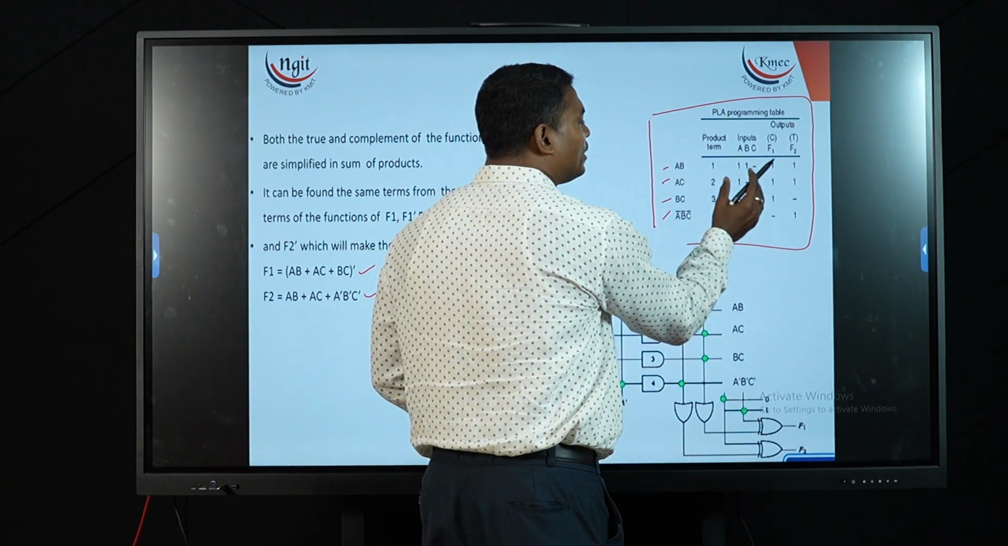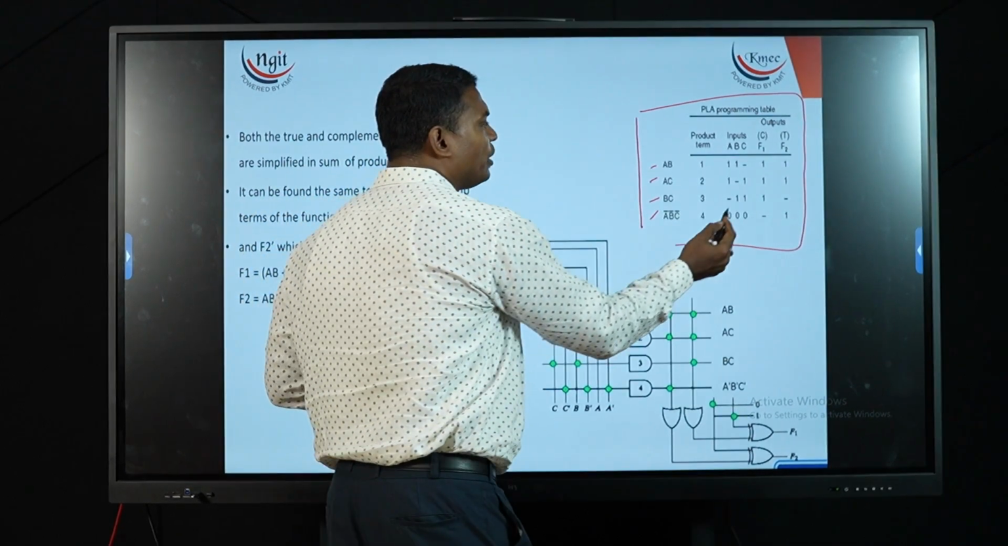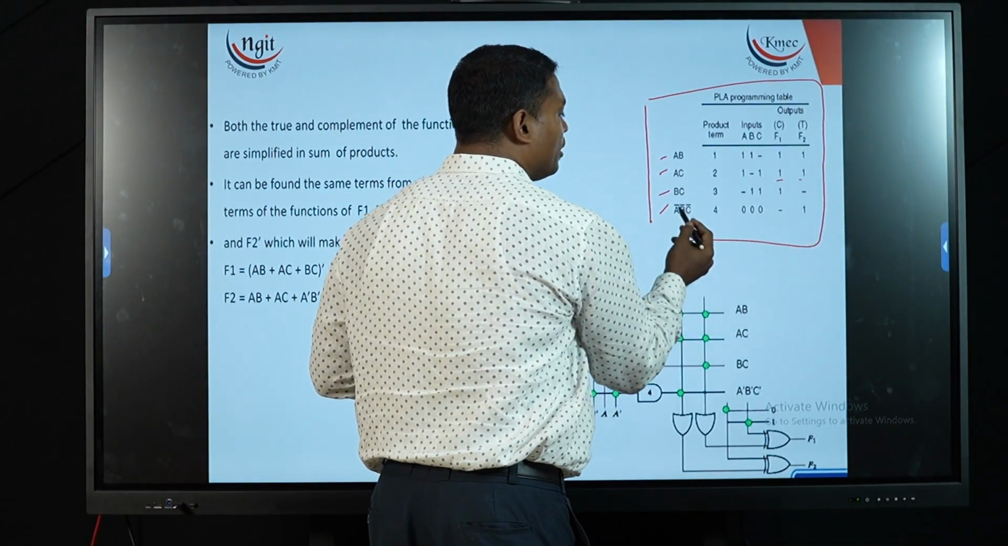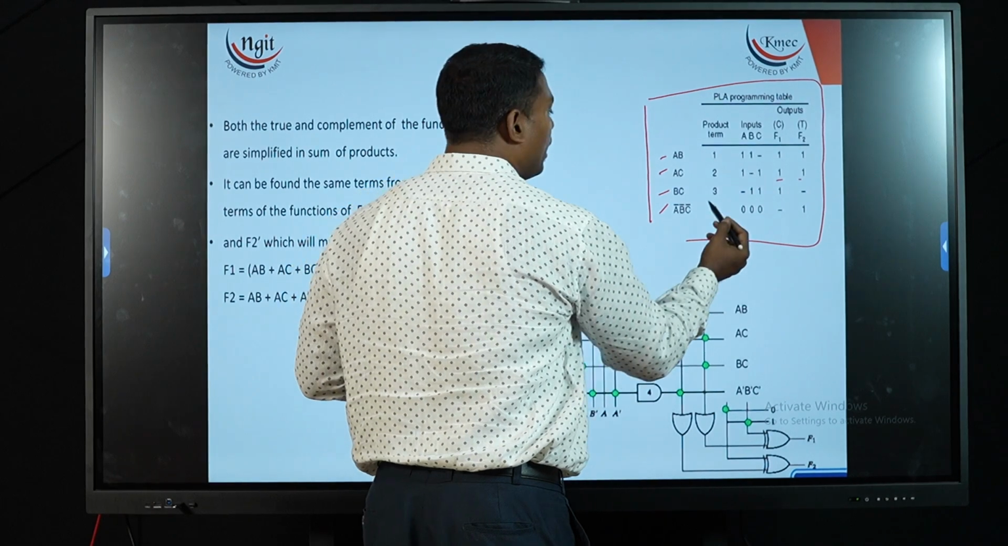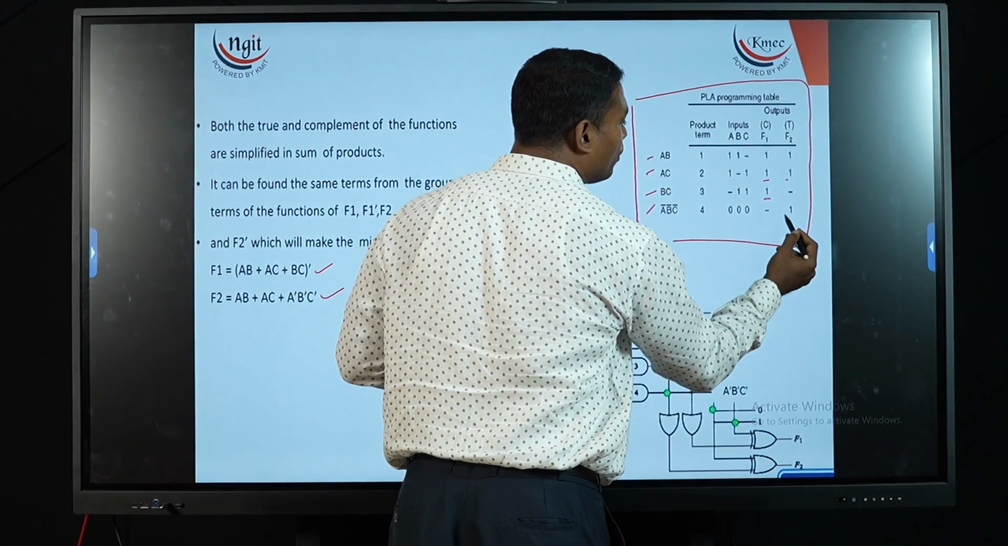Whereas AB function is present both in F1 and F2. Whereas AC is also present both in F1 as well as F2. BC is present only in F1. So I am marking only F1. A dash, B dash, C is present under only F2 function.